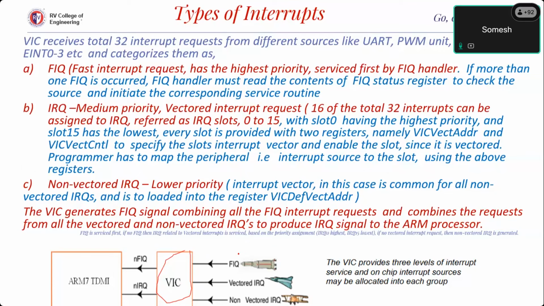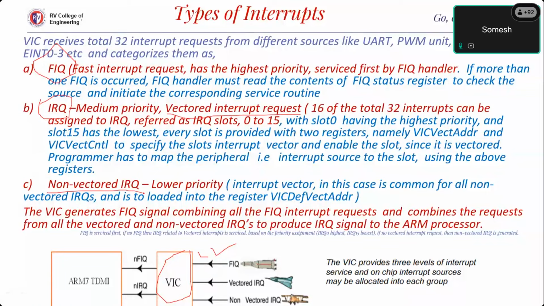Now, all the interrupts which are generated and sent to the VIC can be classified into two types. One is the FIQ type of interrupt. The other is called the IRQ type. In the IRQ, there are two types available. What are the two types? Number one is called vectored interrupt request, or vectored IRQ. The other is called non-vectored IRQ.